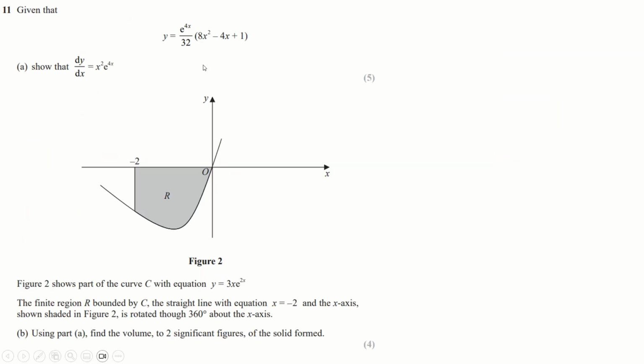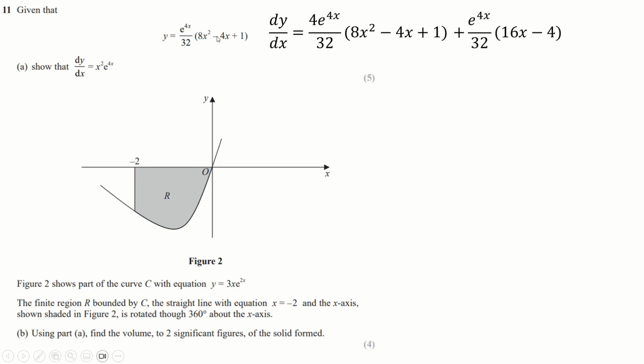Okay, so some product rule, I guess this is. So when we're doing this, we're going to differentiate this one and leave this one alone. Differential of this is 4 e to the 4x divided by 32, and then just leave this one alone. And then we're going to differentiate this one and leave that one alone. So leave that one alone first, just put it there. The derivative of this is clearly just 16x minus 4.